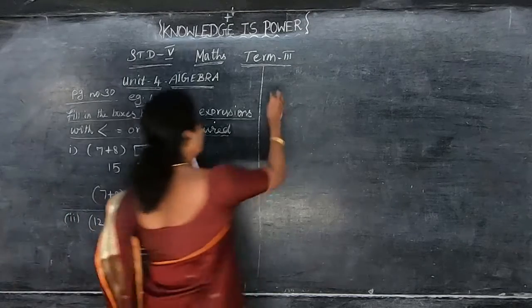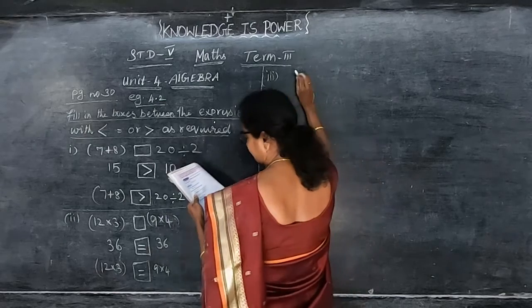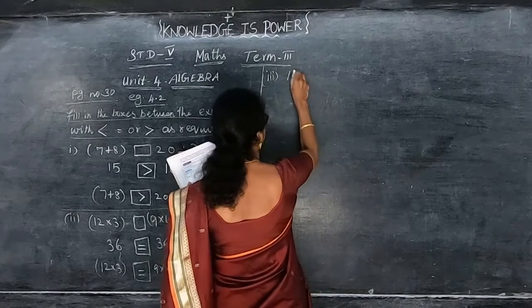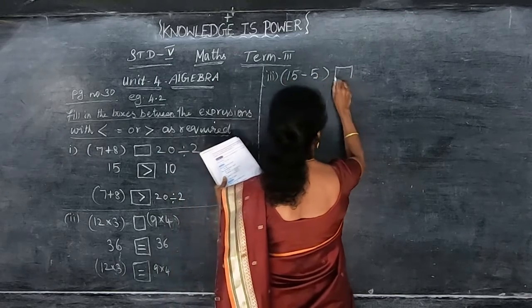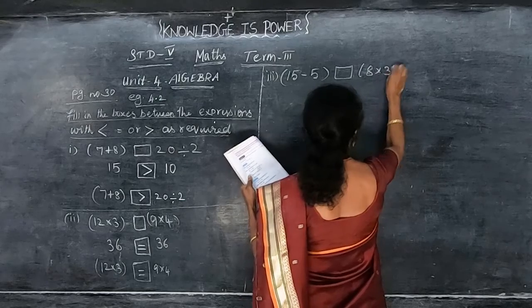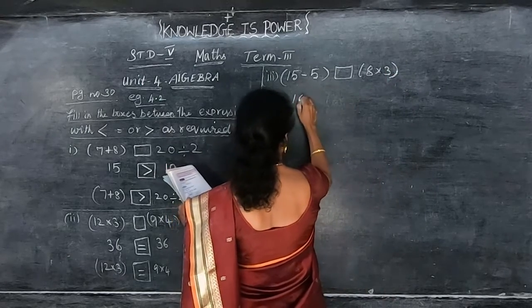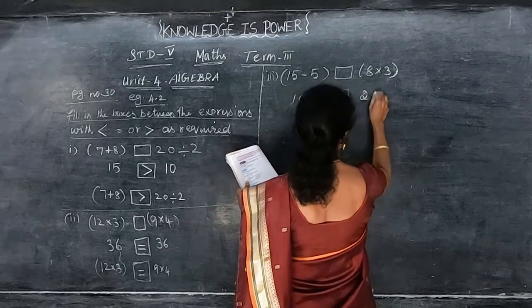Then the third one is 15. Whenever you are doing the sum, if there is a bracket, you put the bracket, children. Box, 8 into 3. So 15 minus 5, how much? That is 10. Box 5, 8 3s are 24.